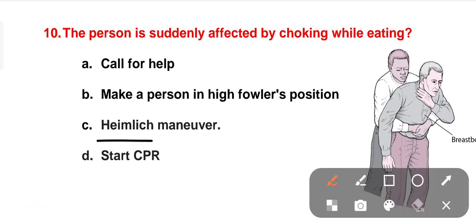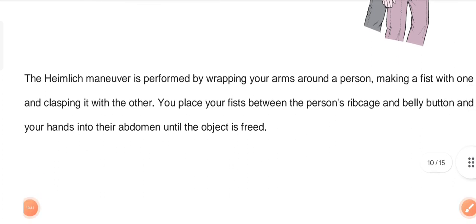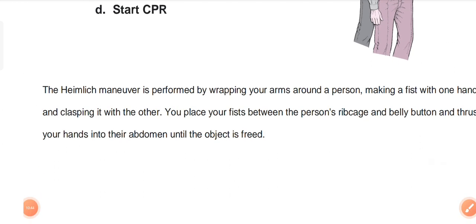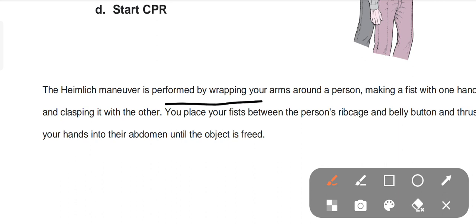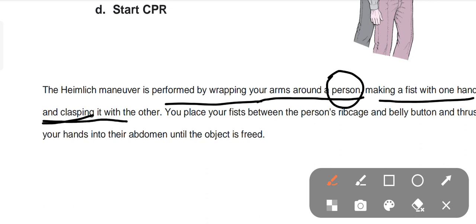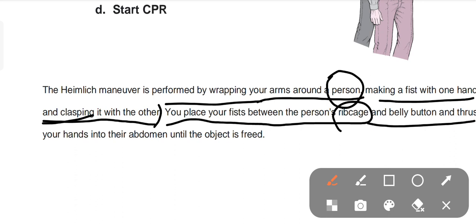So you have to do the Heimlich maneuver. So the right option is Heimlich maneuver. So what is the Heimlich maneuver? The Heimlich maneuver is performed by wrapping your arms around the affected person, making a fist with one hand and clasping it with the other. We fix one hand and hold it with the other hand, and you place your fist between the affected person's rib cage and belly button, and thrust your hand into their abdomen until the object is freed. Freed is nothing but coming out.